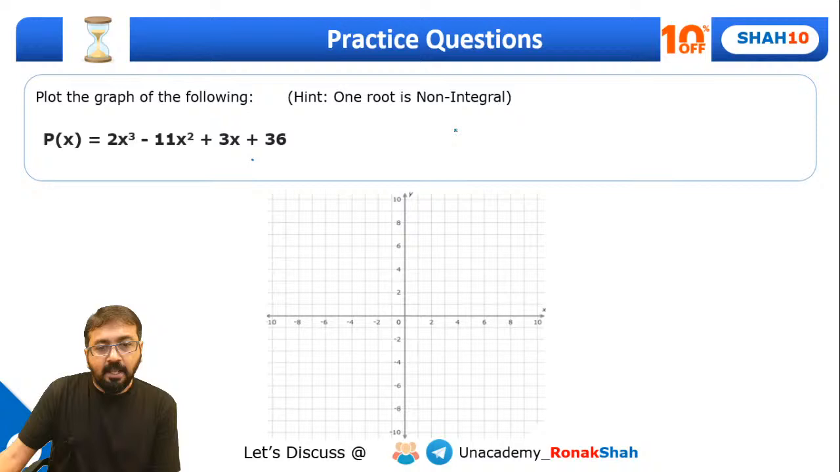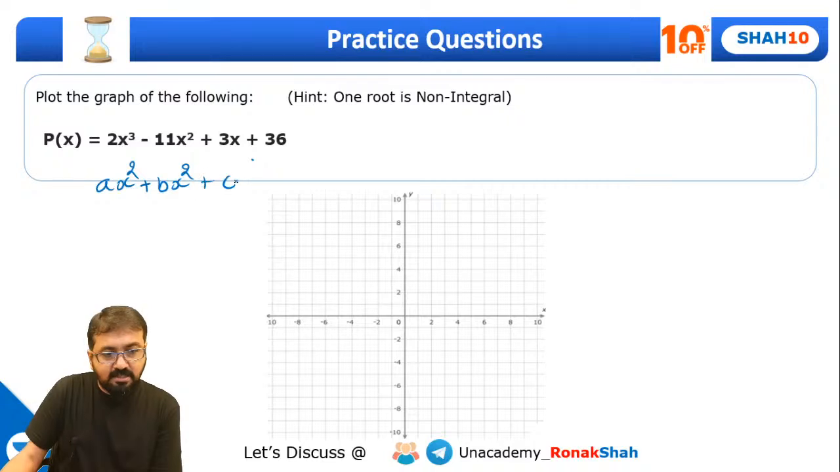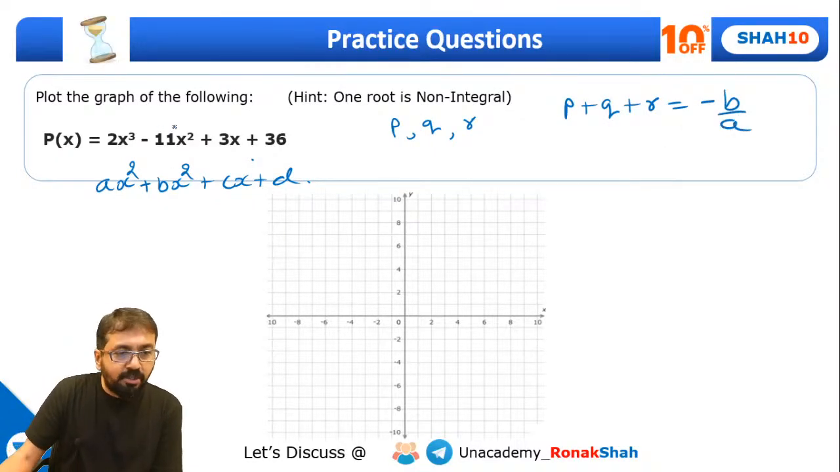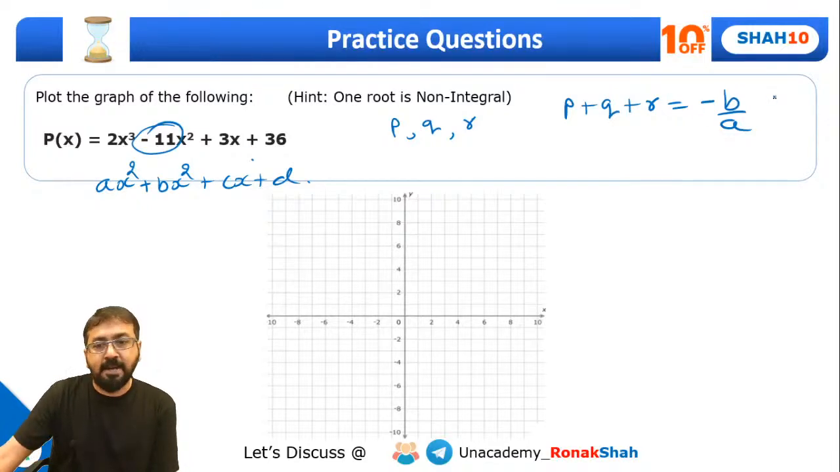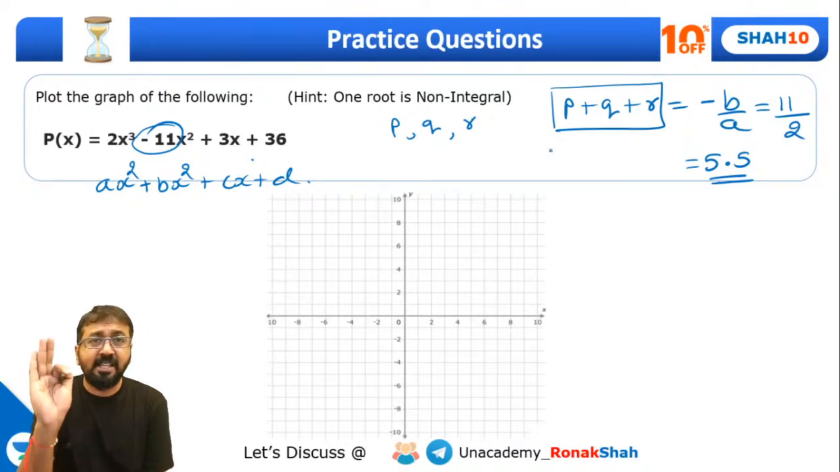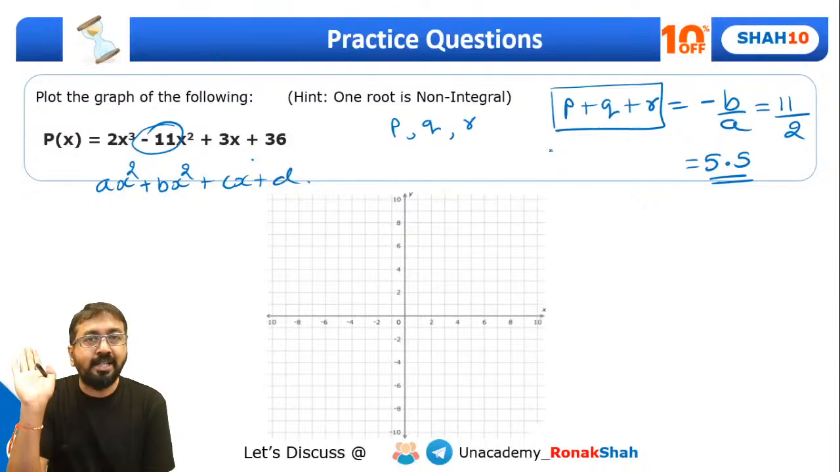You know, if my polynomial is ax cube plus bx square plus cx plus d, and if the roots are say p, q, r, then the sum of the roots p plus q plus r will be equal to minus b by a. Now what is b over here? Minus 11. So minus of minus 11 will be 11 by 2. So this is going to be 5.5. See, please understand, the sum of the roots is 5.5. So definitely at least one root is non-integral.